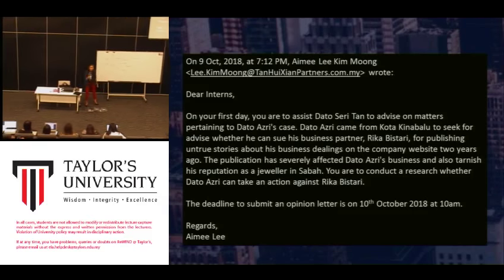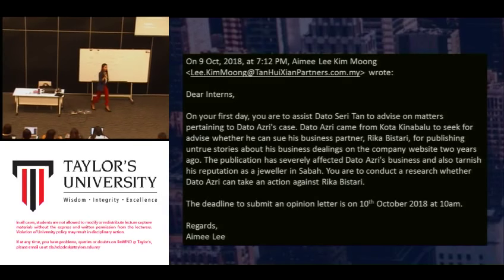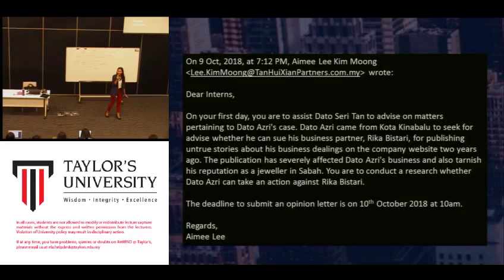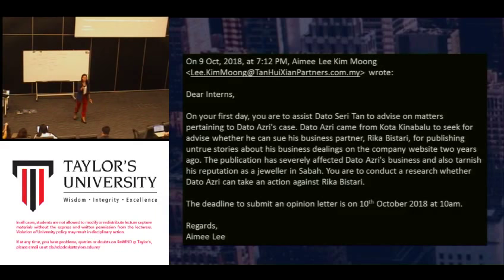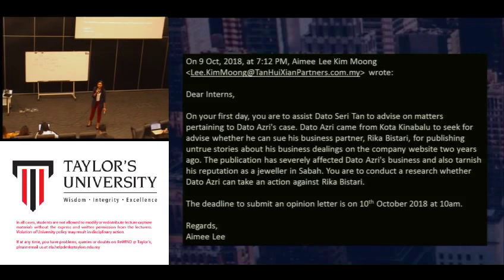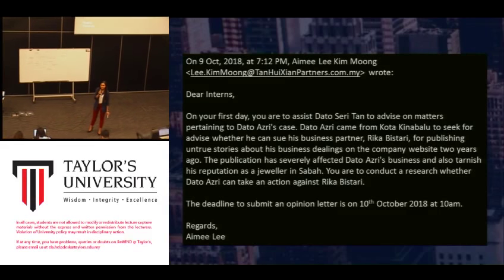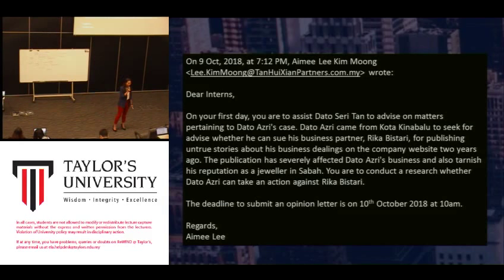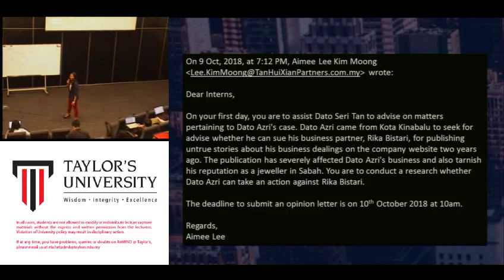What area of law comes to your mind? How sure are you it's tort and not contract? Is it tort and contract? Is it constitutional and administrative law? How sure are you? Really sure? How about human rights? Definitely not.